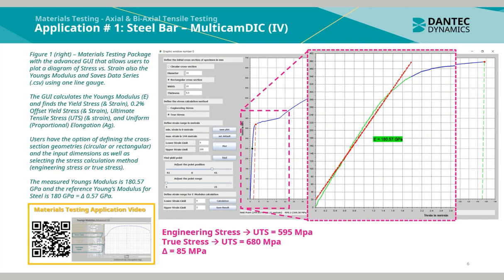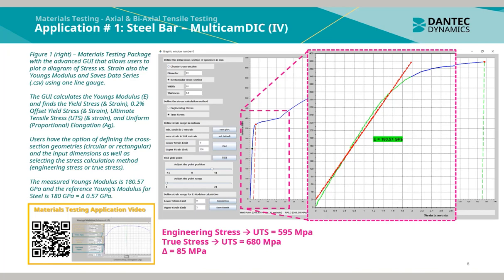In figure 1 to the right, we see the materials testing package with the advanced graphical user interface that allows users to plot a diagram of stress versus strain, also the Young's modulus, and saves the data series using one line gauge. The graphical user interface calculates the Young's modulus and finds the yield stress and strain, the 0.2% offset yield stress and strain, the ultimate tensile stress, and also the uniform proportional elongation. Users have the option of defining the cross-section geometries, being a circular or rectangular geometry, and the input dimensions, as well as selecting the stress calculation method based on either the engineering stress or true stress.